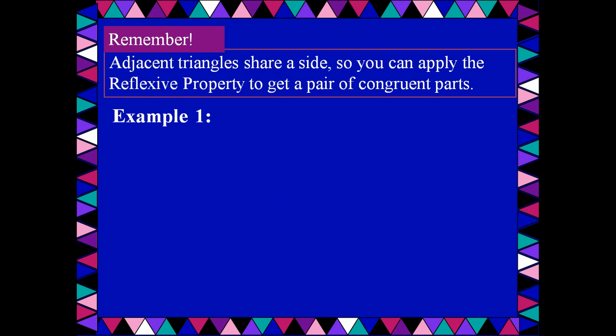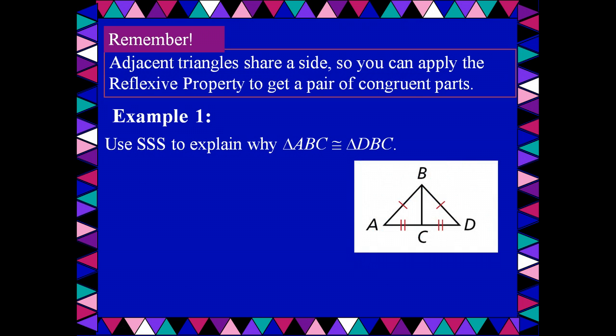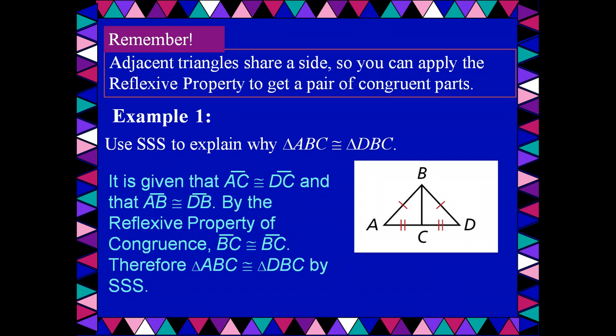Let's look at an example. Use side, side, side to explain why triangle ABC is congruent to triangle DBC. Here's our picture. You can see that AC and CD are congruent, AB and BD are congruent. It is given that AC is congruent to DC and that AB is congruent to DB. By the reflexive property of congruence, BC is congruent to itself. Therefore, triangle ABC is congruent to triangle DBC by the side, side, side postulate.